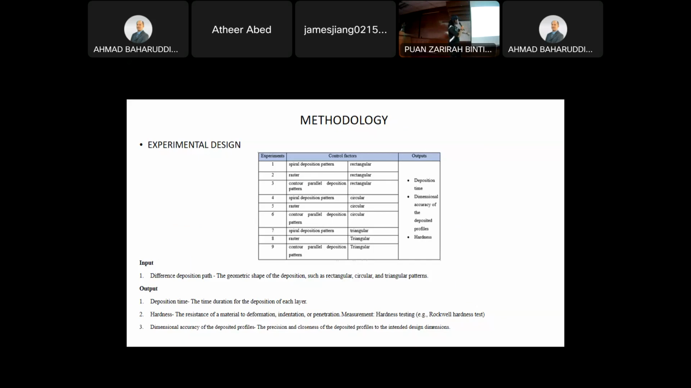The time duration for each layer: after I do the coding, when the coding runs, I will start to take the time taken. And for the hardness, usually we'll be using the Rockwell hardness test, and for the dimensional accuracy, I will be using the micrometer screw gauge according to the planned deposition shape area.